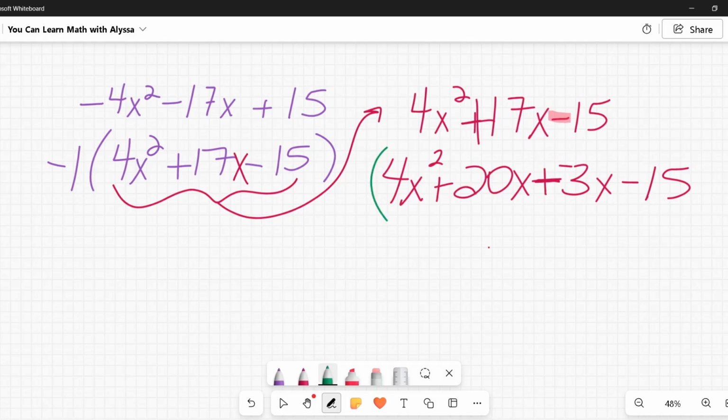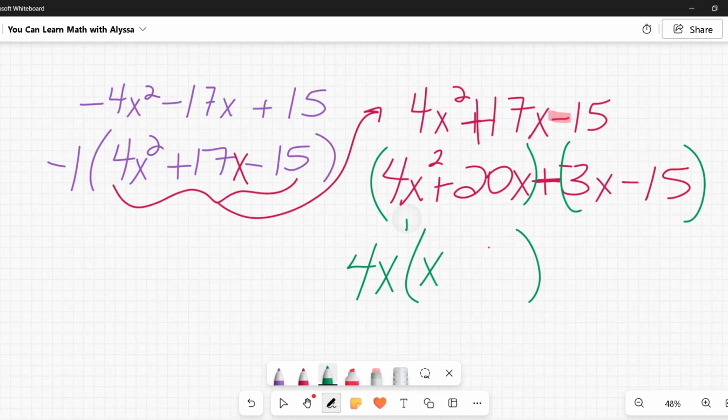Okay, I'm going to group it into 2 groups. First one, 4x squared plus 20x. Is there a common factor in 4 and 20? Yep, 4 goes into both of those. Is there a common factor in x squared and x? Yes, indeedy, that is an x. So 4x times x equals x squared, and 4x times 5 equals 20x.